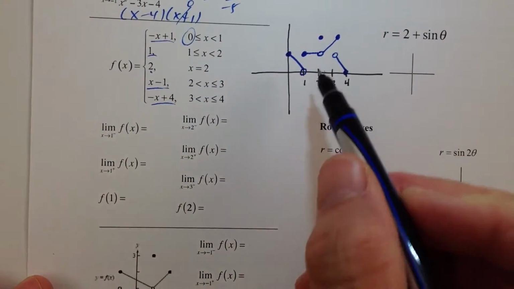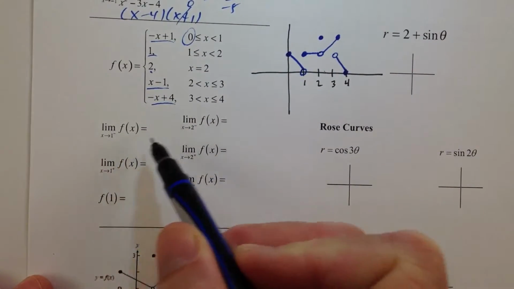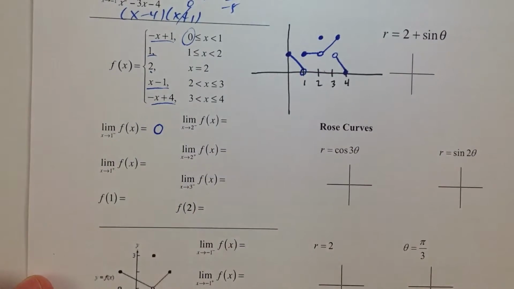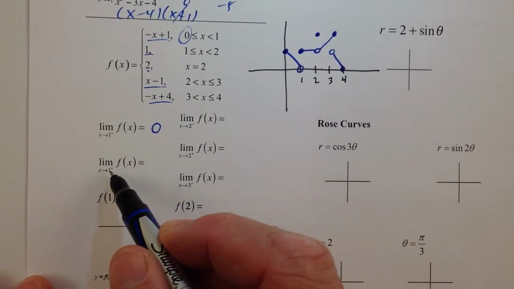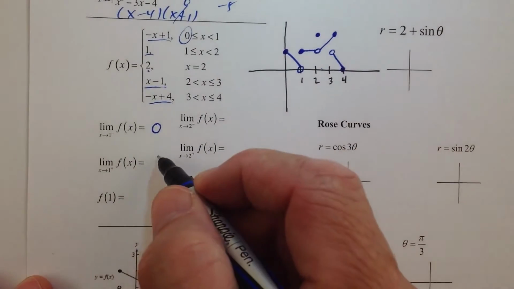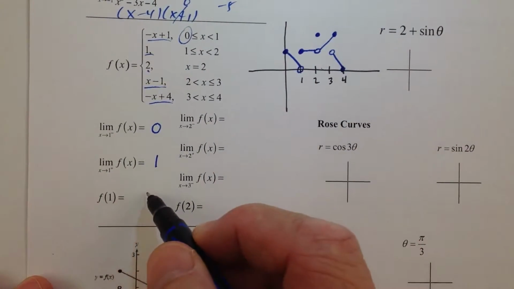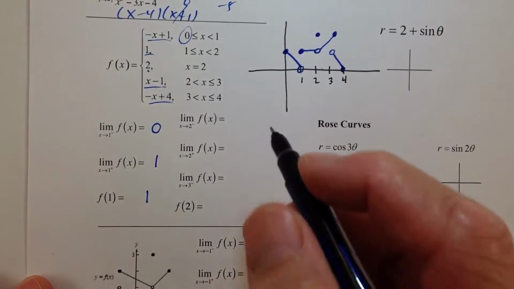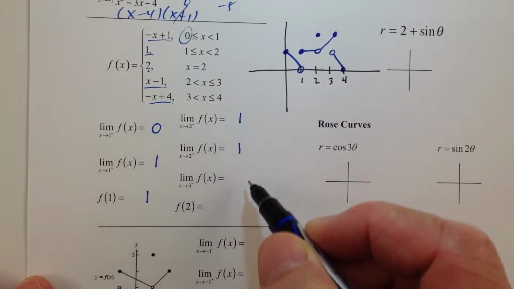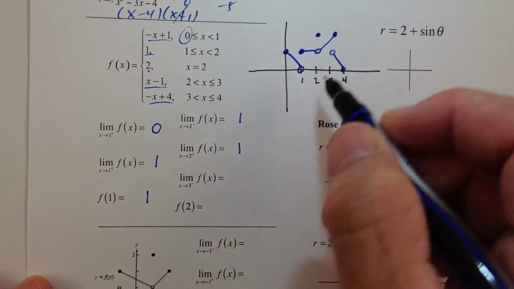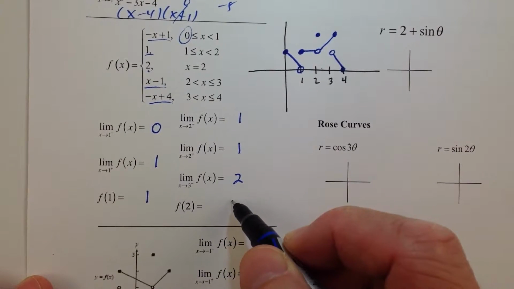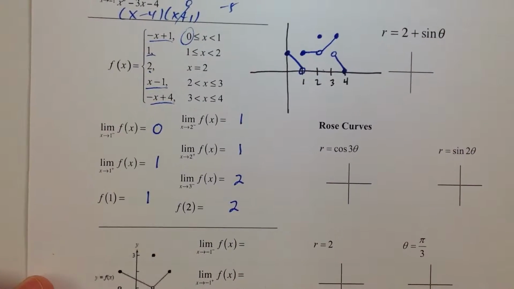So anyway, once you look at the graph, you see that the limit as x approaches 1 from the left, the y values are going down to 0. The y values when x is approaching 1 from the right are approaching 1. They're at 1. f of 1 happens to be 1. And then the limit as x approaches 2 from the left is 1, from the right is also 1. The limit as x approaches 3 from the left is going to be 2. And then f of 2 happens to also be 2.